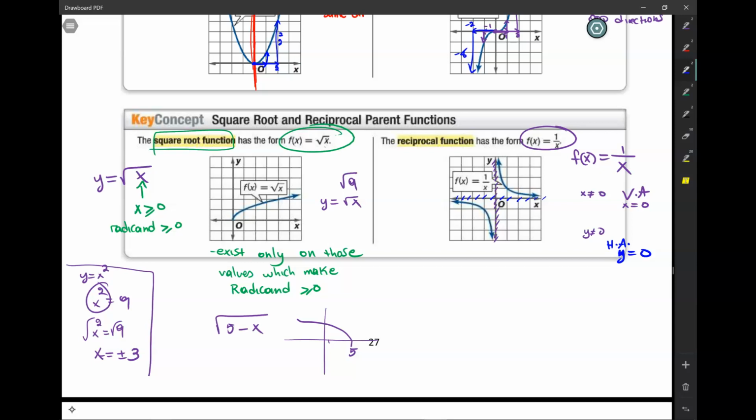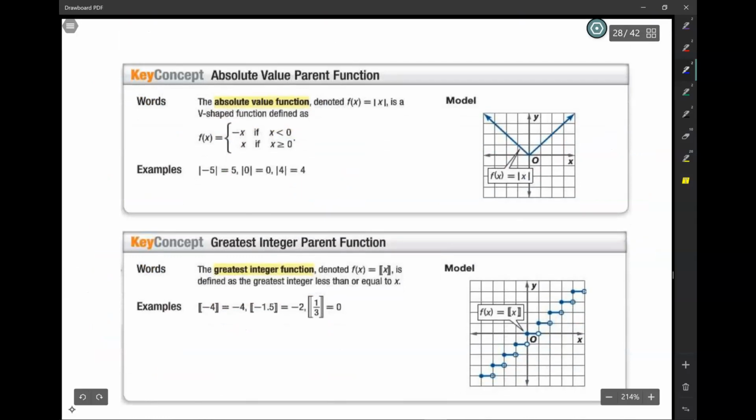Yes? Can you combine functions so that it's 1 over root, like we've seen 1 over root x? Yeah, like 1 over root x plus 5 and so on. Yes, that's what we're going to talk about. Now we're just talking about parent functions, and then we're going to talk about transformations. Okay, another one, absolute value, right?